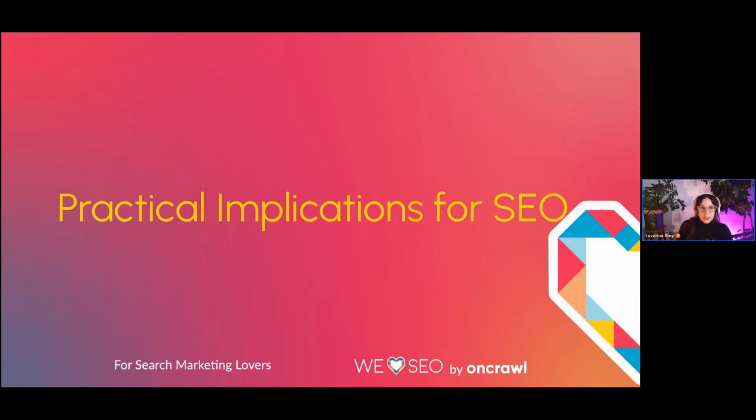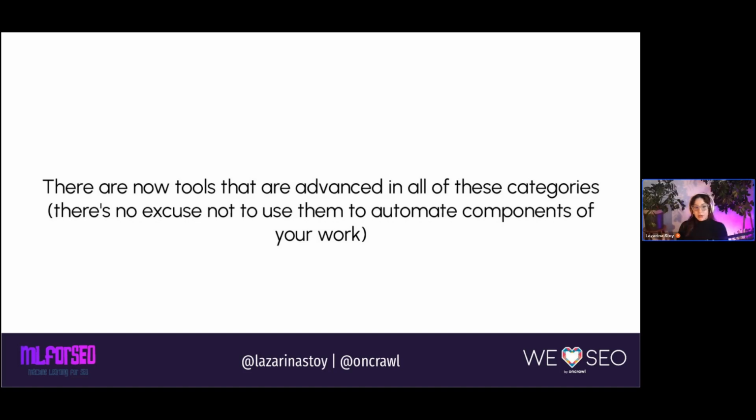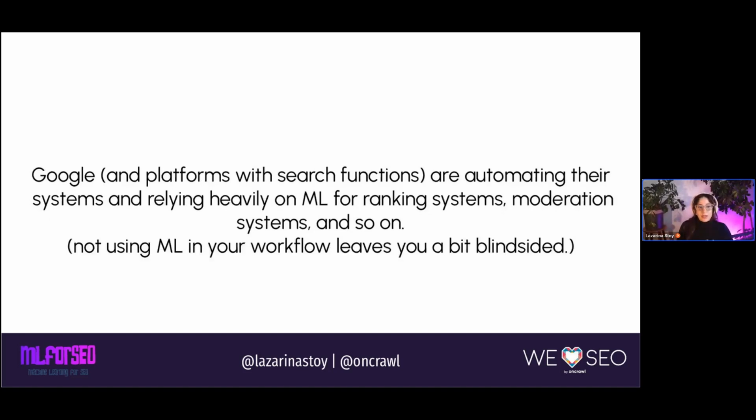So in terms of practical implications, there are now tools that are advanced in all of these categories. So there's no excuse for you not to automate certain components of your work. That doesn't mean, however, that you can replace yourself entirely. In some cases, even building a very complex end-to-end system is possible, but it's not really recommended because the human brain and intelligence are needed to fill the gaps that exist in the models that are there. But still, you should absolutely automate some of these components.